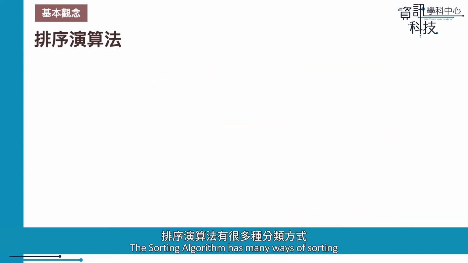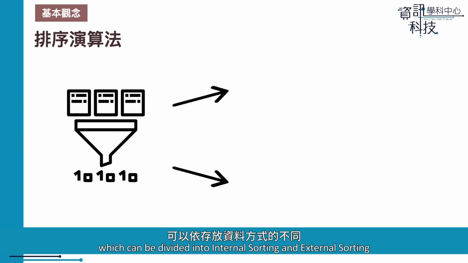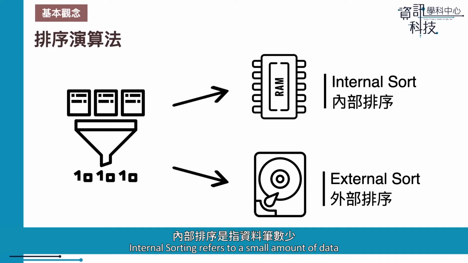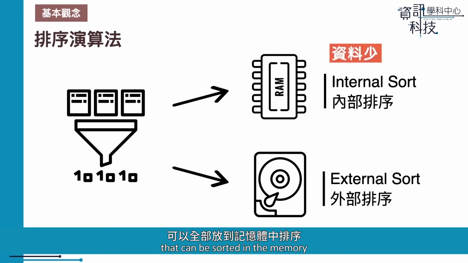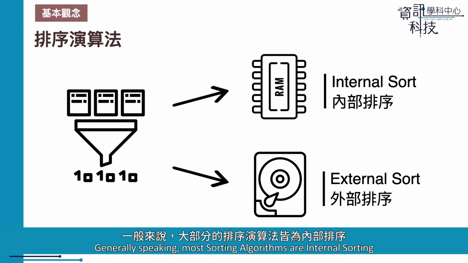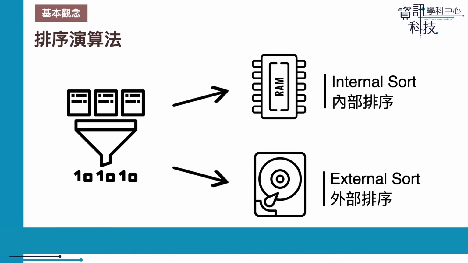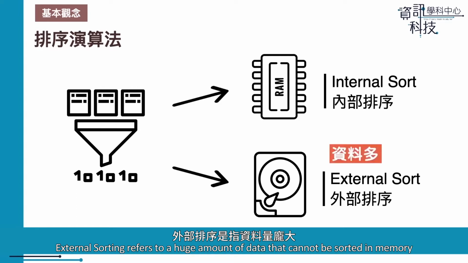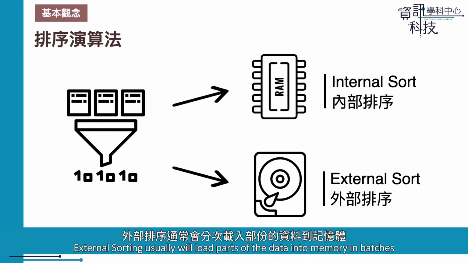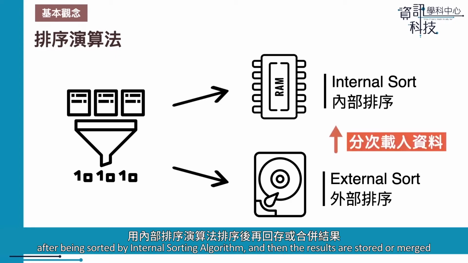The sorting algorithm has many ways of sorting, which can be divided into internal sorting and external sorting, according to the different ways of storing data. Internal sorting refers to a small amount of data that can be sorted in the memory. Generally speaking, most sorting algorithms are internal sorting. External sorting refers to a huge amount of data that cannot be sorted in memory and needs to be assisted by other storage devices. External sorting usually will load parts of the data into the memory in batches, sort them by an internal sorting algorithm, and then the results are stored or merged.